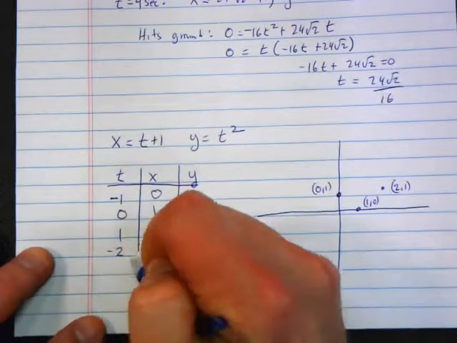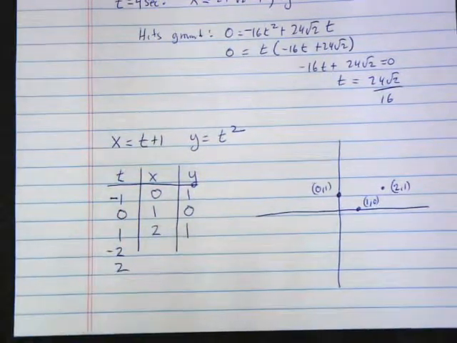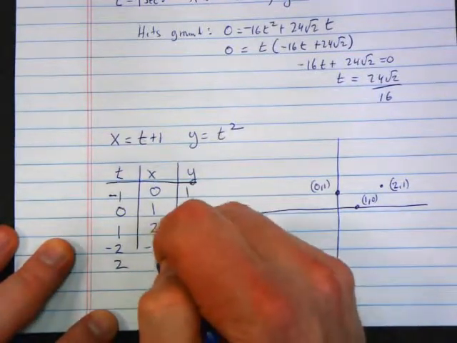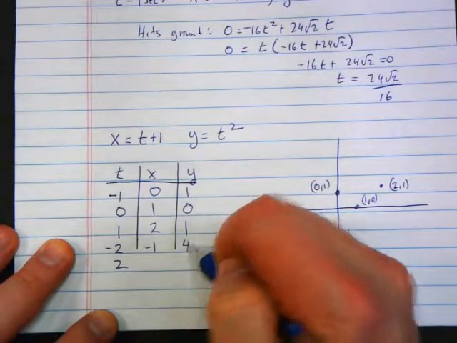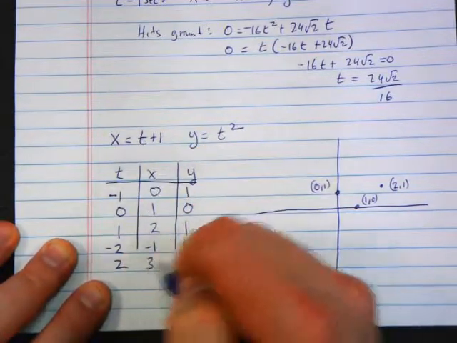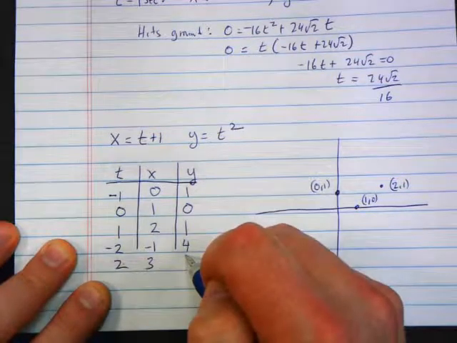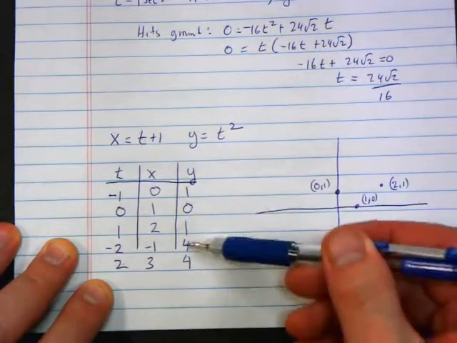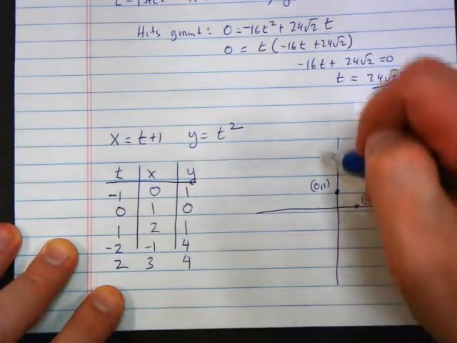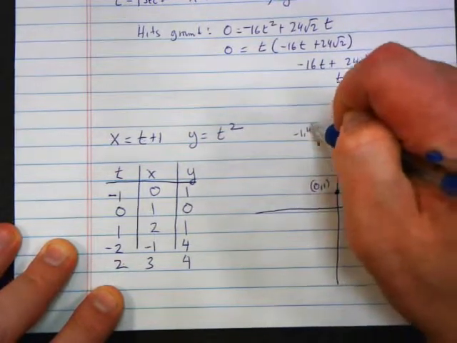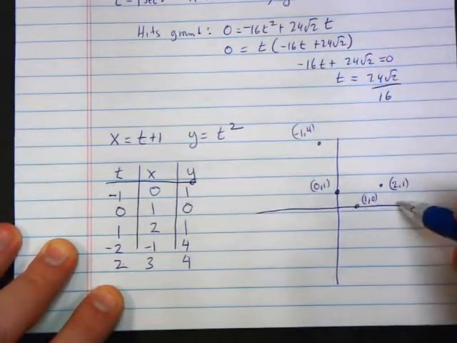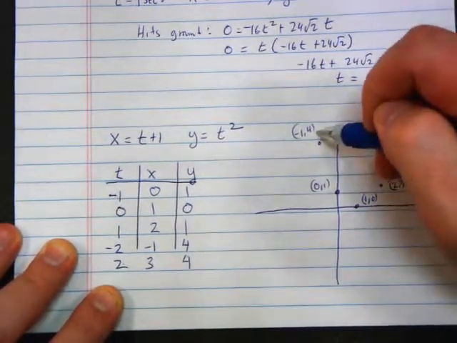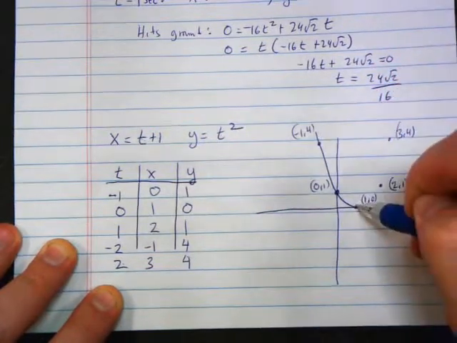So just for fun, let's plug in negative 2 and let's plug in positive 2. Negative 2 plus 1, negative 1, and negative 2 squared, 4. Then 2 plus 1, 3, and 2 squared is 4. Certainly looks like a parabola because we're getting repeated y values exactly the same. So I've got negative 1, 4, that's up here, and we've got 3, 4, that's up there. So we would draw our parabola like so.